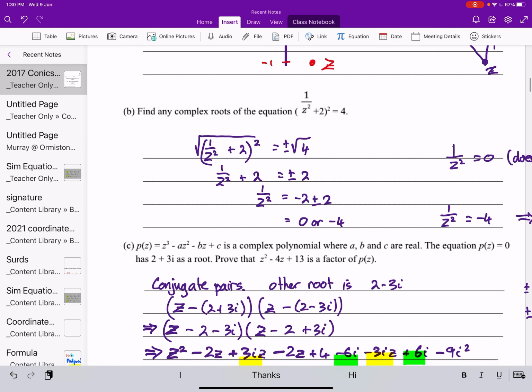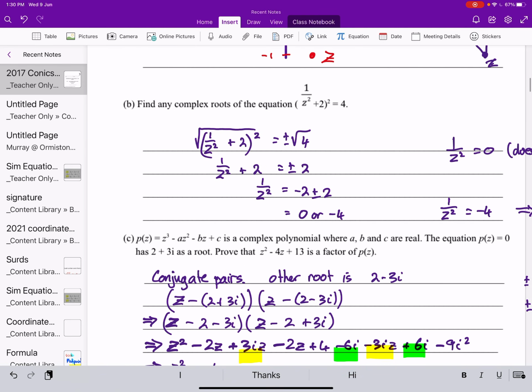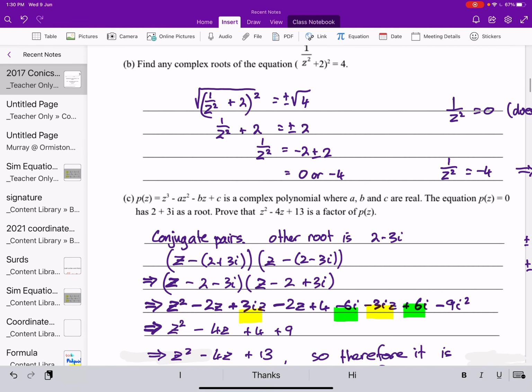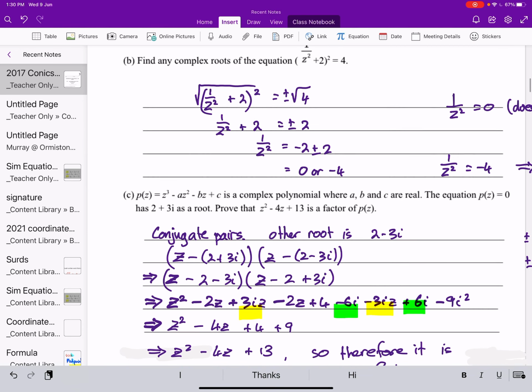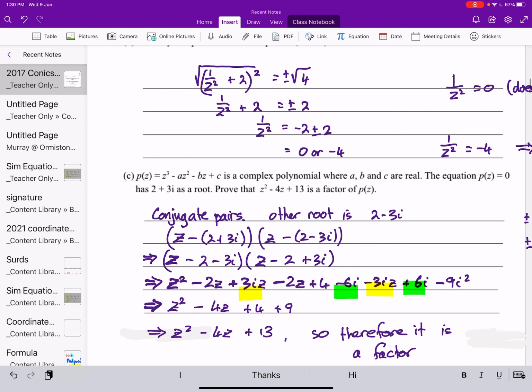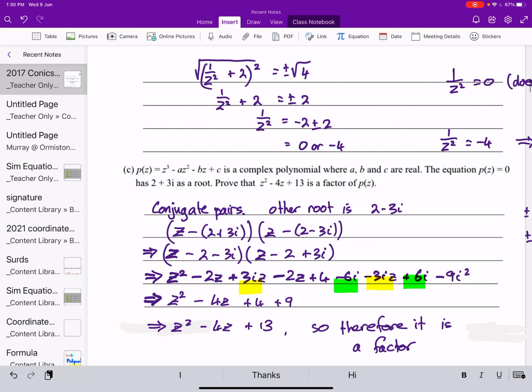Expand out your brackets. The green terms will cancel, as will the yellow terms. And then we just go ahead, simplify it down, and that gives you plus 9. You then get to the question, what it's asking, so you've found that it is a factor.